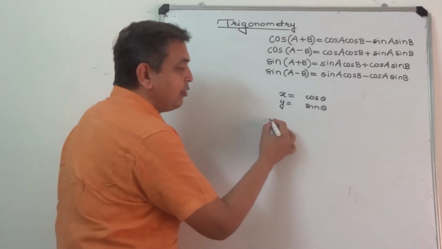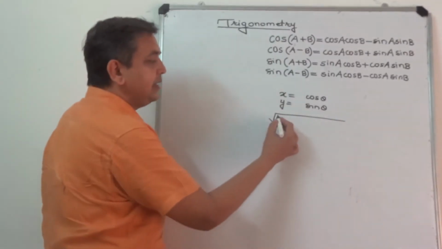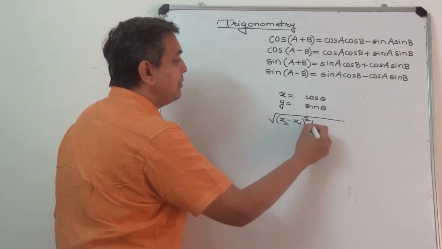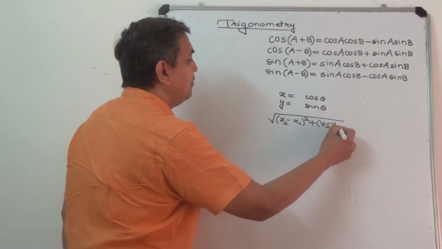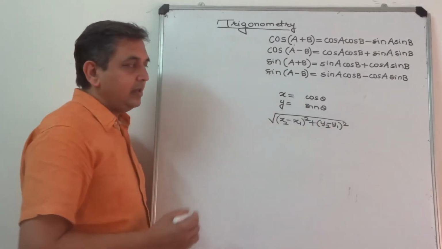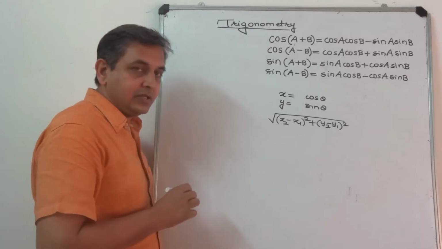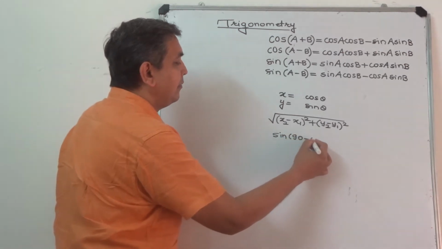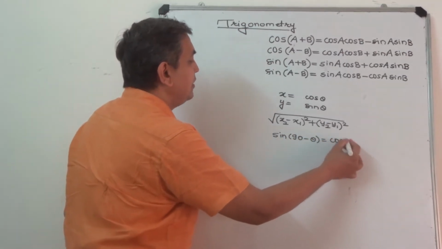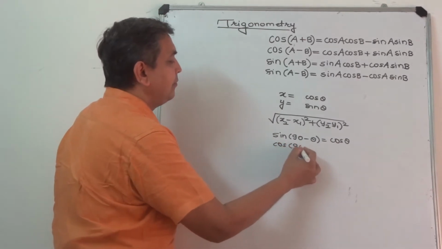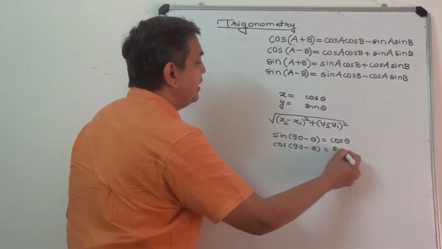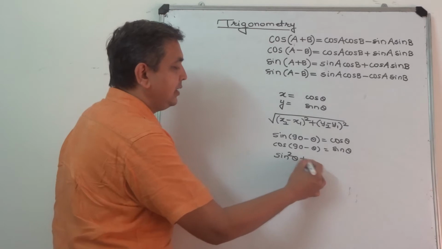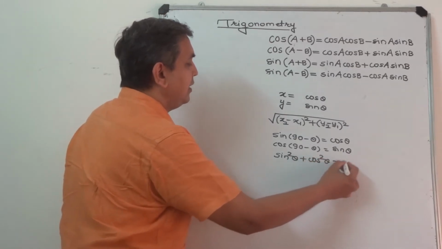Other thing is the distance formula. We have studied it in 9th and 10th standards. Root of x2 minus x1 whole square plus y2 minus y1 whole square. Plus in trigonometry, in earlier classes we have seen the formula sin of 90 minus theta is equal to cos theta and cos of 90 minus theta equal to sin theta, and also we know the identity sin square theta plus cos square theta equal to 1.